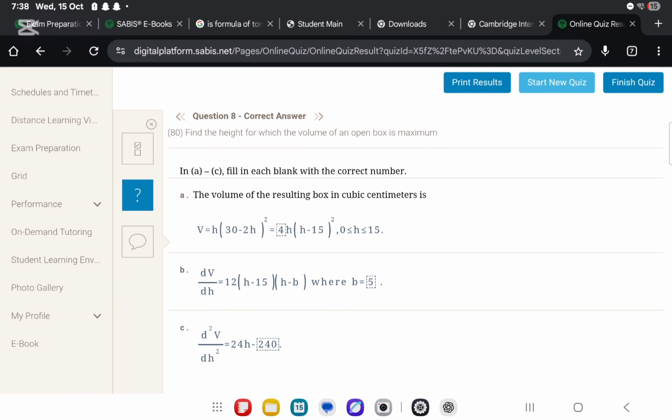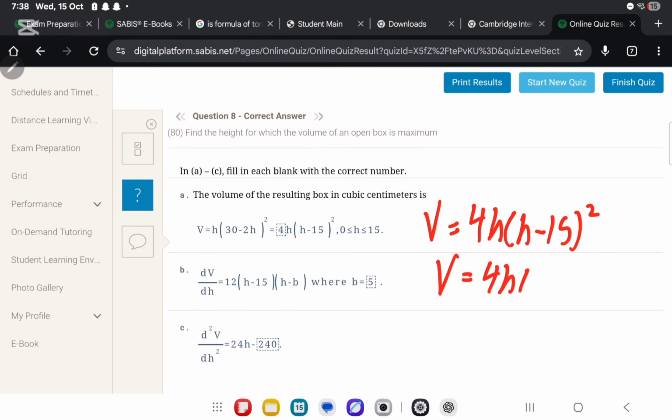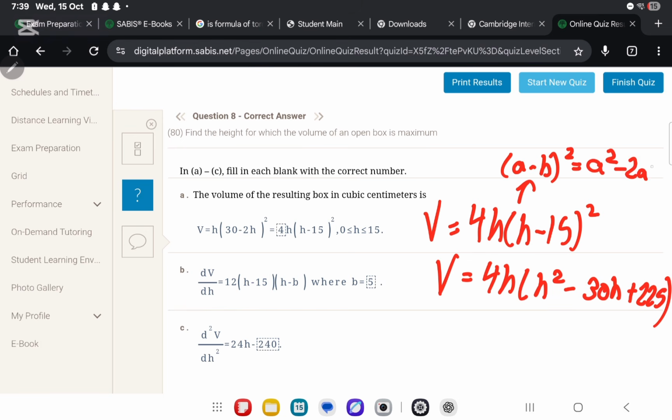I was right. So first of all, you are supposed to distribute. So 4h into h minus 15 squared. So v is equal to 4h into what? H squared minus 2 times h times 15. So 30h plus 225. Okay? Remember, I'm applying the remarkable identity a minus b squared equals a squared minus 2ab plus b squared.